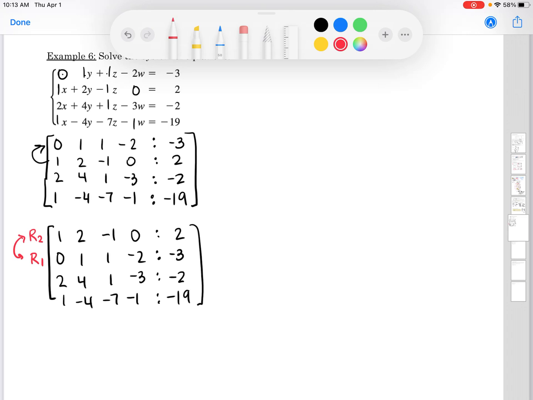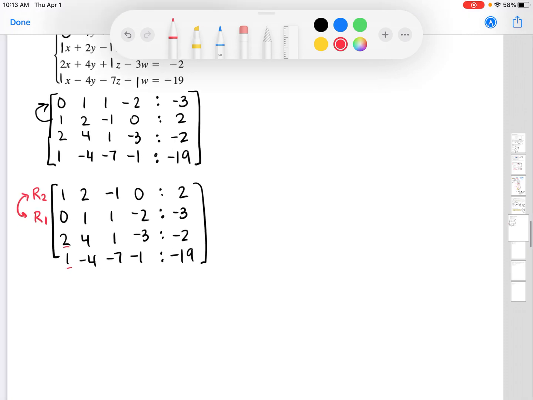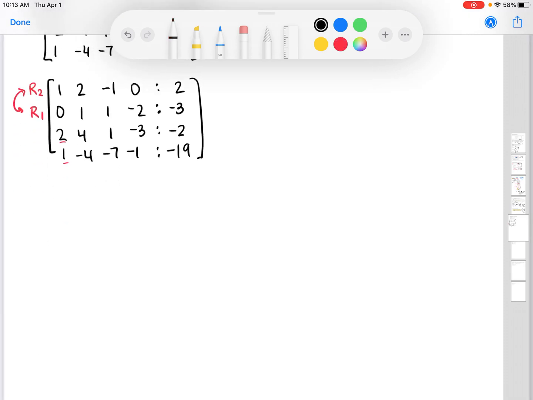Now what we need to do is try to turn the 2 and the 1 down here into zeros. Okay, so we're happy with the first and the second so far. So 1, 2, negative 1, 0. Let's rewrite those first and second lines. And it's really important to keep organized. A lot of people like to do this on graph paper because then you can just put a number inside each box and then leave a space in between.